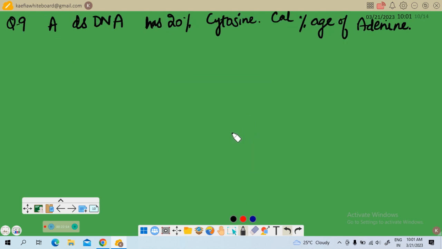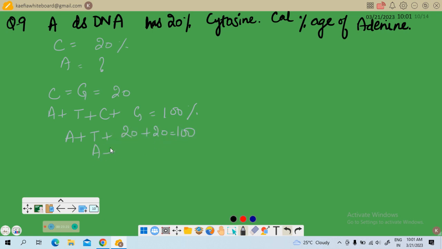Okay, next we have a double-stranded DNA that has 20% cytosine. Calculate the percentage of adenine. So C is equal to G, that is 20%. A plus T plus C plus G, that is total 100%. So A plus T plus 20 plus 20, which is 40, so A plus T is 100 minus 40, which comes out to be 60%. So A is equal to T, so it will be half of it, which comes out to be 30%. So adenine is 30%.